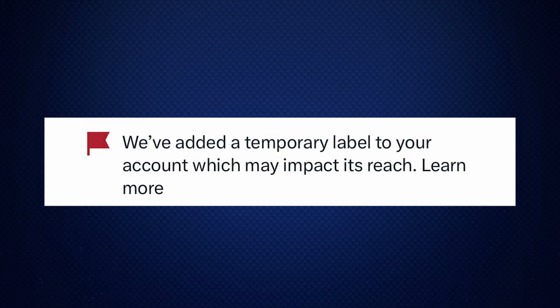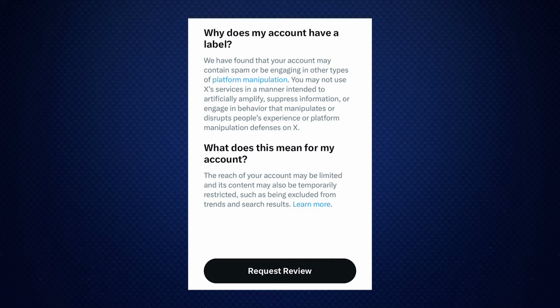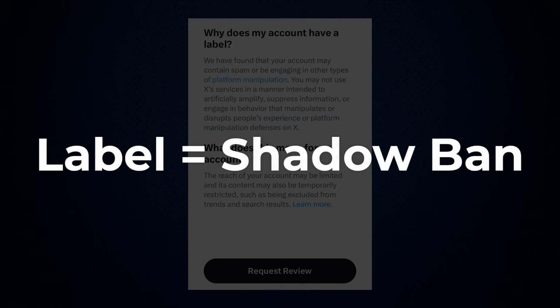The first indicator is receiving a label. This means some activity on your account was suspicious and your reach has temporarily been limited. If you receive a label, you have been shadow banned. Another indicator is a sudden dip in impressions. If your posts regularly get thousands of impressions and then suddenly get less than 100, that is a red flag, but does not automatically mean you are shadow banned.